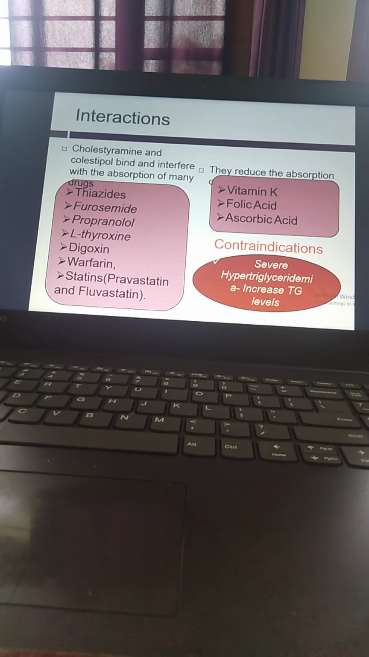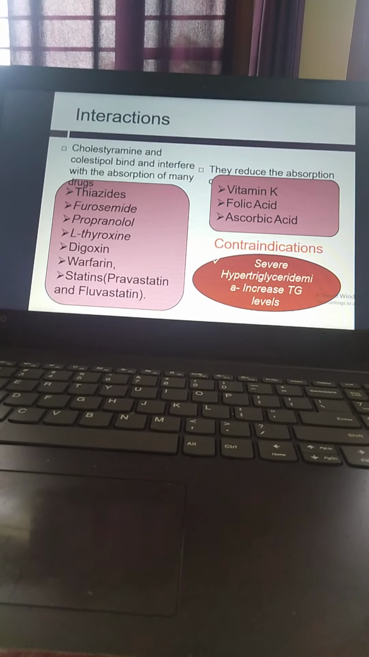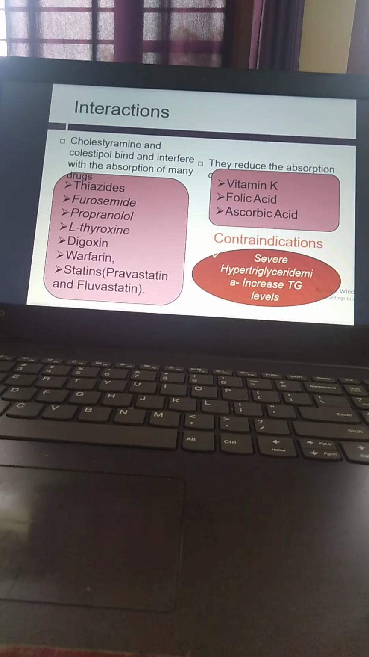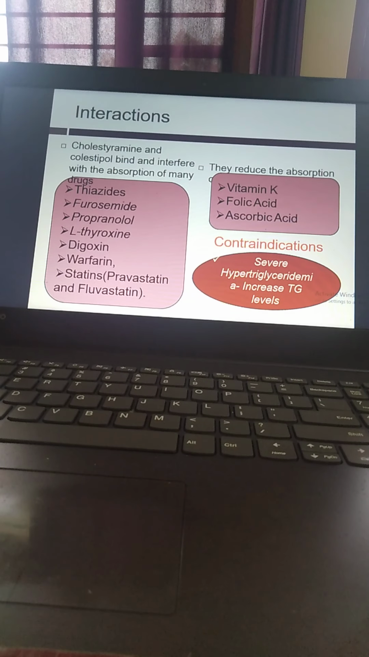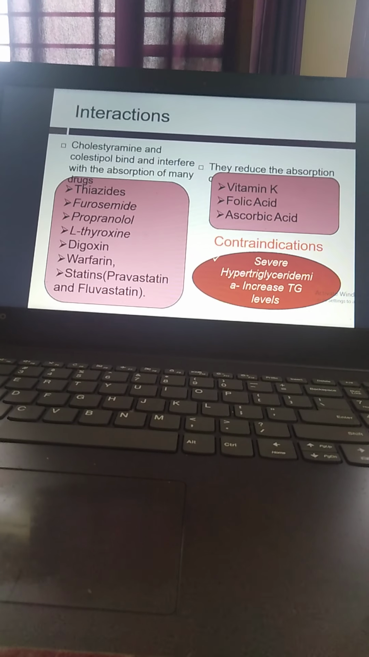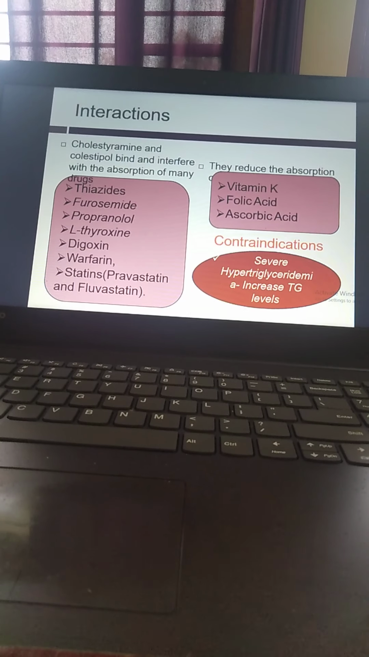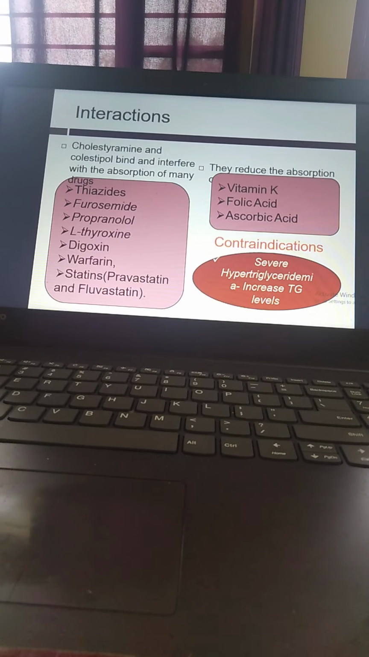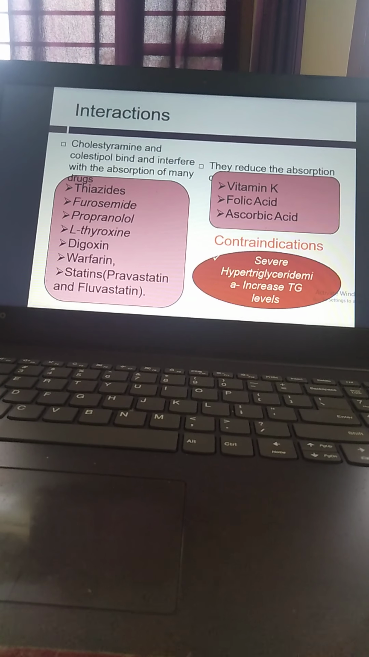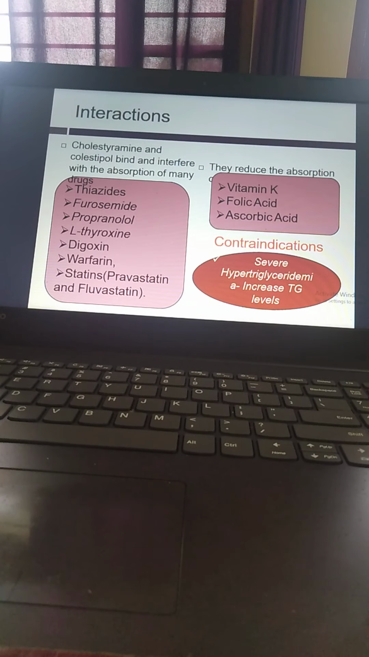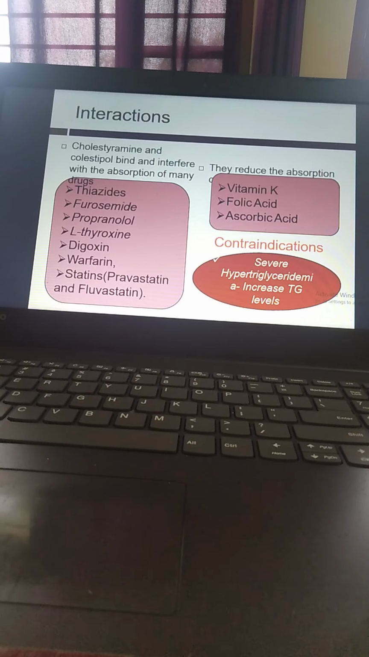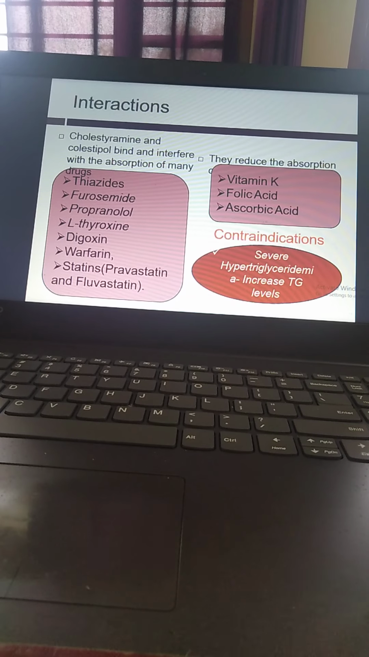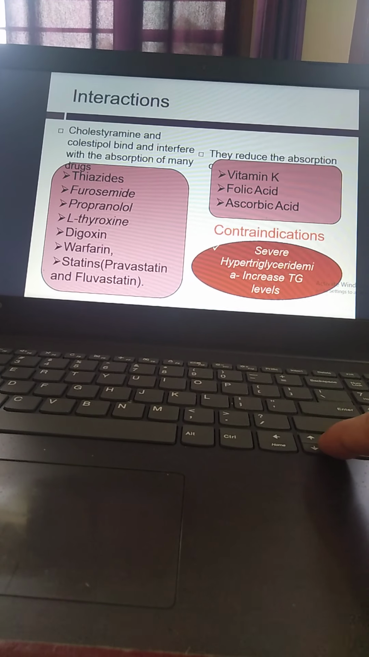Vitamin K, folic acid, and ascorbic acid are also affected. As for contraindication, we cannot give it in severe hypertriglyceridemia or increased TG levels, since the TG level is a systemic component, so it is contraindicated. These are the drugs which are interacted with by cholestyramine and colestipol, so you must not give these drugs together with them. Vitamin K, folic acid, and ascorbic acid are very important and should not be given when you have sequestrants.